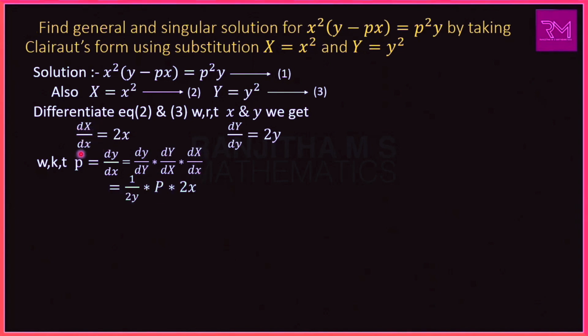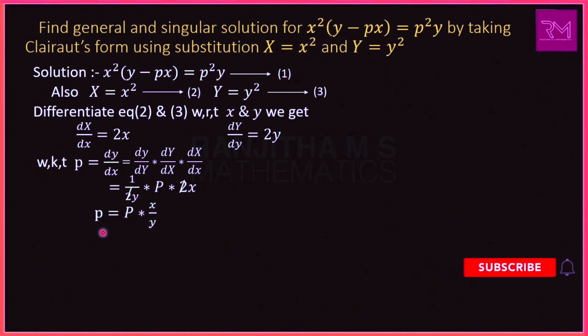Here we know that dX divided by dx is 2x. Here we have dY divided by dy, and here we have dy divided by dY, so we have to take the reciprocal of this value. We get dy by dY as 1 by 2y. Therefore dy by dY is 1 by 2y into, here we know that small letter p is dy by dx, therefore in the place of dY divided by dX we can write capital P, into dX by dx is 2x. Here 2 gets cancelled, remaining is p is equal to capital P into x divided by y.